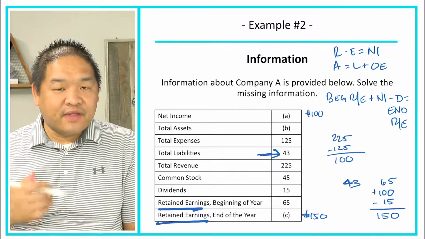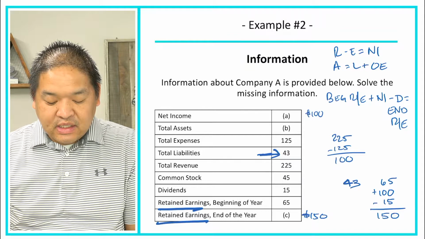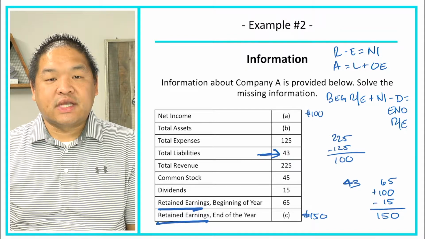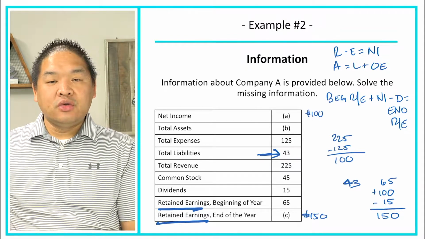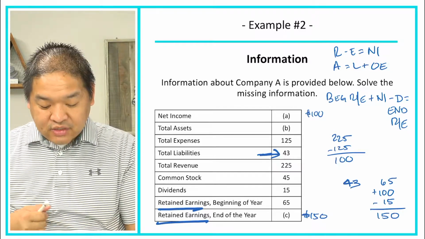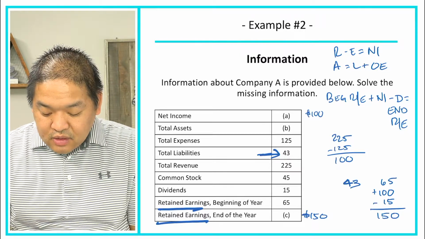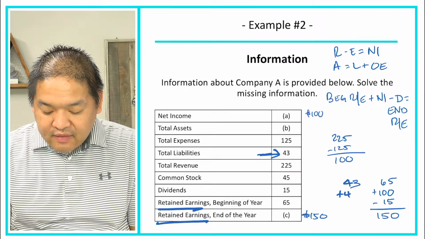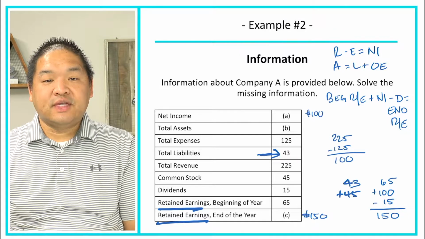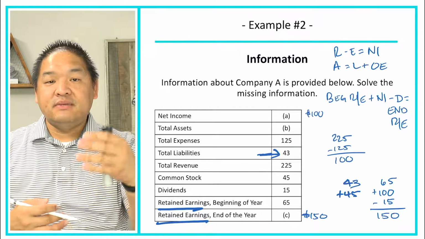So we're going to have to look for things that would be in owner's capital or owner's equity. So in this case here, what would go into owner's capital? Well, owner's capital includes owner's contribution in the form of common stock. So do we have common stock? Yep, $45. So maybe we'll add 45. It also includes revenues and expenses. So revenues minus expenses would be net income.